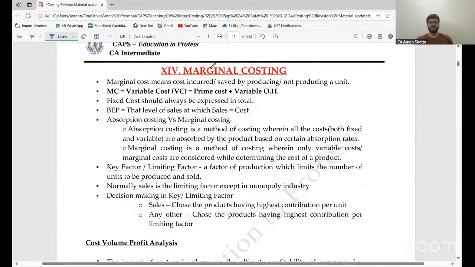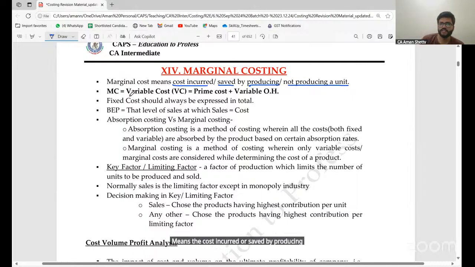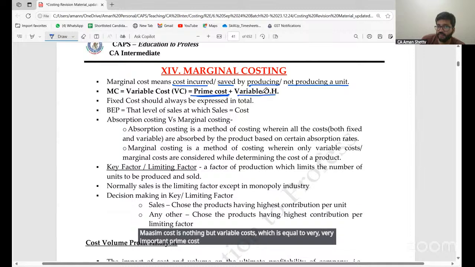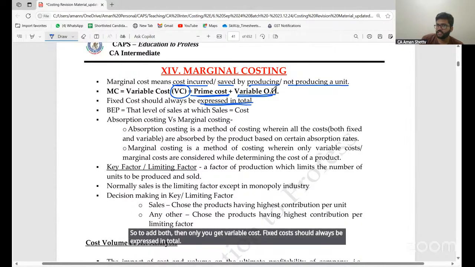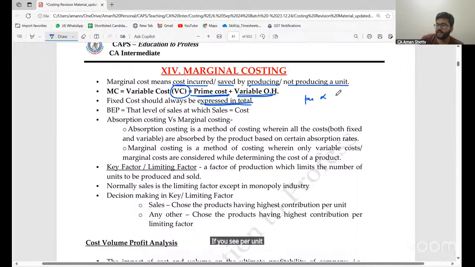All right. So, marginal costing means the cost incurred or saved by producing or not producing a unit. Marginal cost is nothing but variable cost, which is equal to, very, very important, prime cost plus variable overhead. You have to add both, then only you get variable cost. Fixed cost should always be expressed in total.